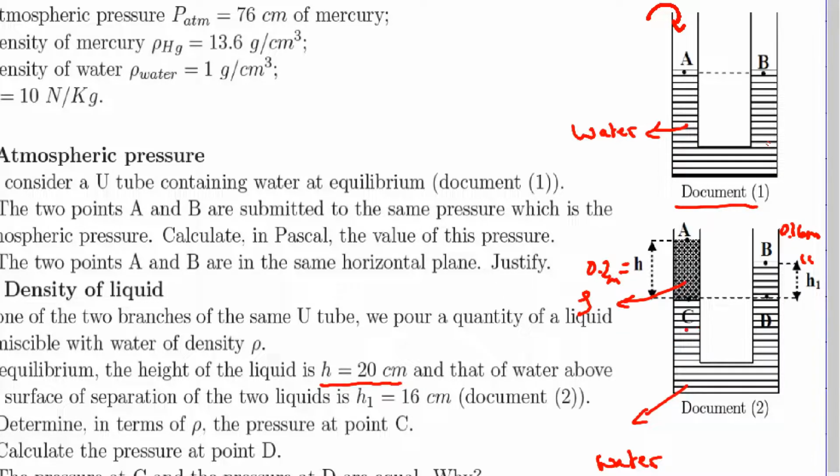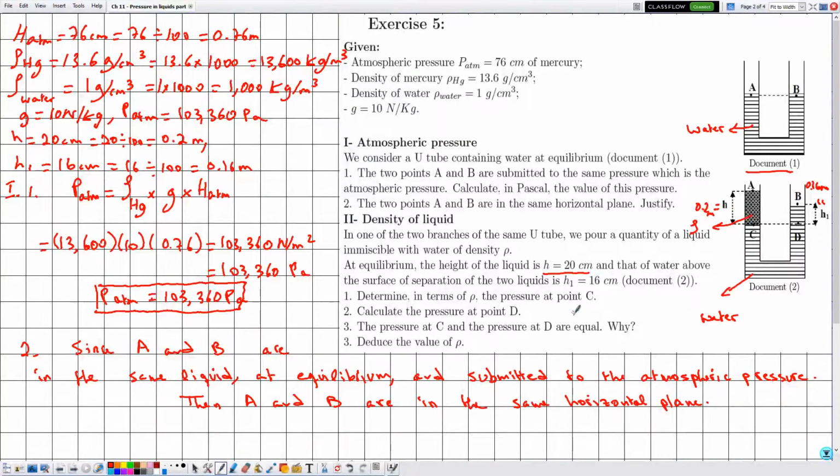Okay, now we need to determine the value of rho. So first let me mention this. We know that the density of water is given by 1000 kilogram per meter cube. So notice that this liquid floats on the surface of water, which means that the expected value of rho must be less than 1000. Now number 1, determine in terms of rho.